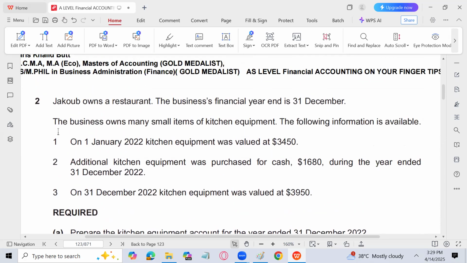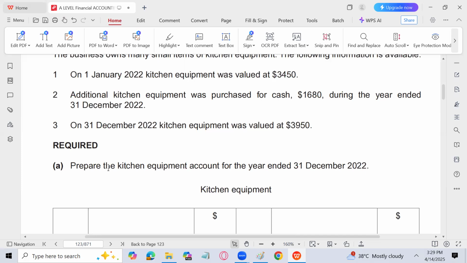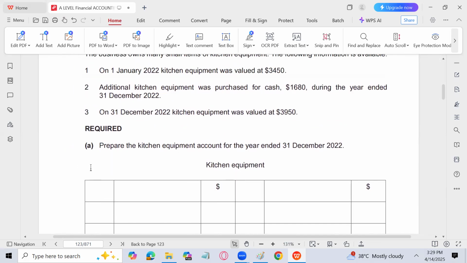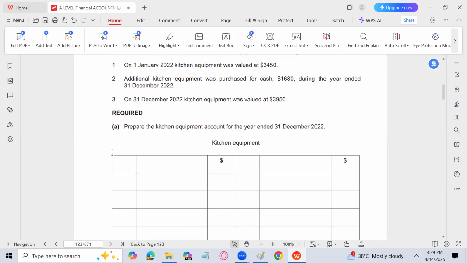So we are going to prepare the account. I'll do that on the question over here. The kitchen equipment account will be prepared. So I will write brought down on the debit side over here. Brought down means kitchen equipment at the start of the year, 1st January 2022, is 3450 on 1/1/22.